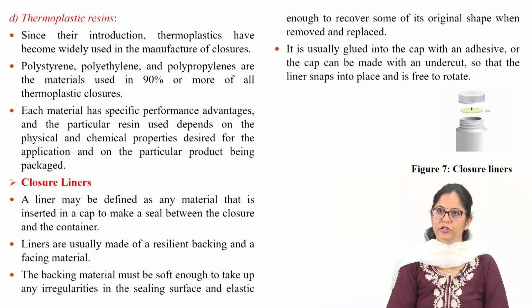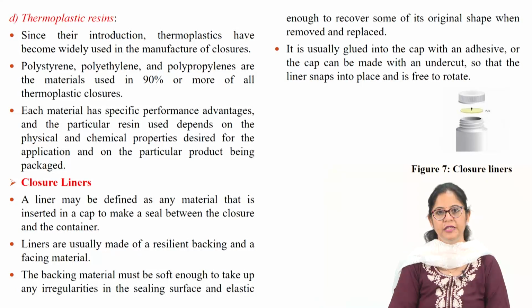Since their introduction, thermoplastics have become widely used in the manufacturing of closures. Polystyrene, polyethylene, and polypropylene are the materials used in 90% or more of all thermoplastic closures. Each material has specific performance advantages, and the particular resin used depends on the physical and chemical properties desired from the application. Closure liners may be defined as any material that is inserted into the cap to make a seal between the closure and the container.